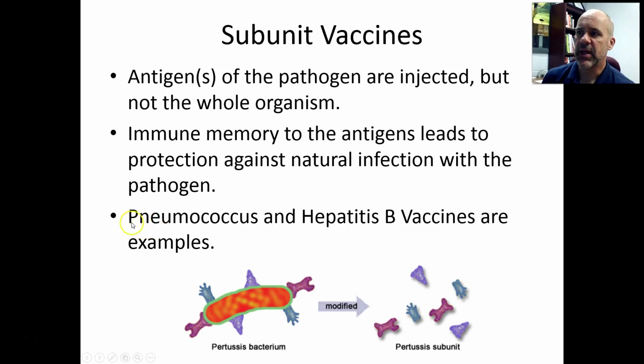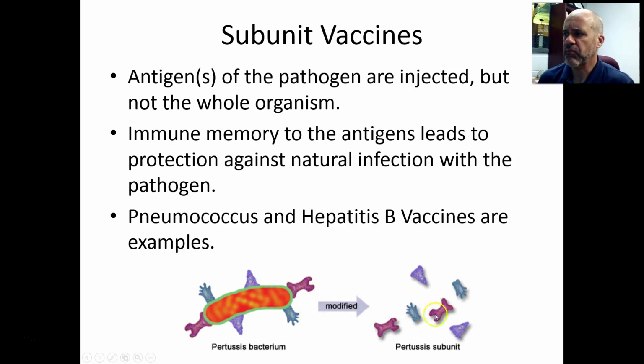A couple of good examples: the pneumococcus vaccine that's given for Streptococcus pneumoniae, which is a pathogen that can cause pneumonia and also causes meningitis in children, is that type of vaccine. The hepatitis B vaccination that almost all healthcare workers have to get is an example of that too. So you're just getting antigens of hepatitis B virus. There's no attenuated hepatitis B virus strain that can be used for vaccination. We just don't have a safe one available. So instead they give you this subunit type vaccine.